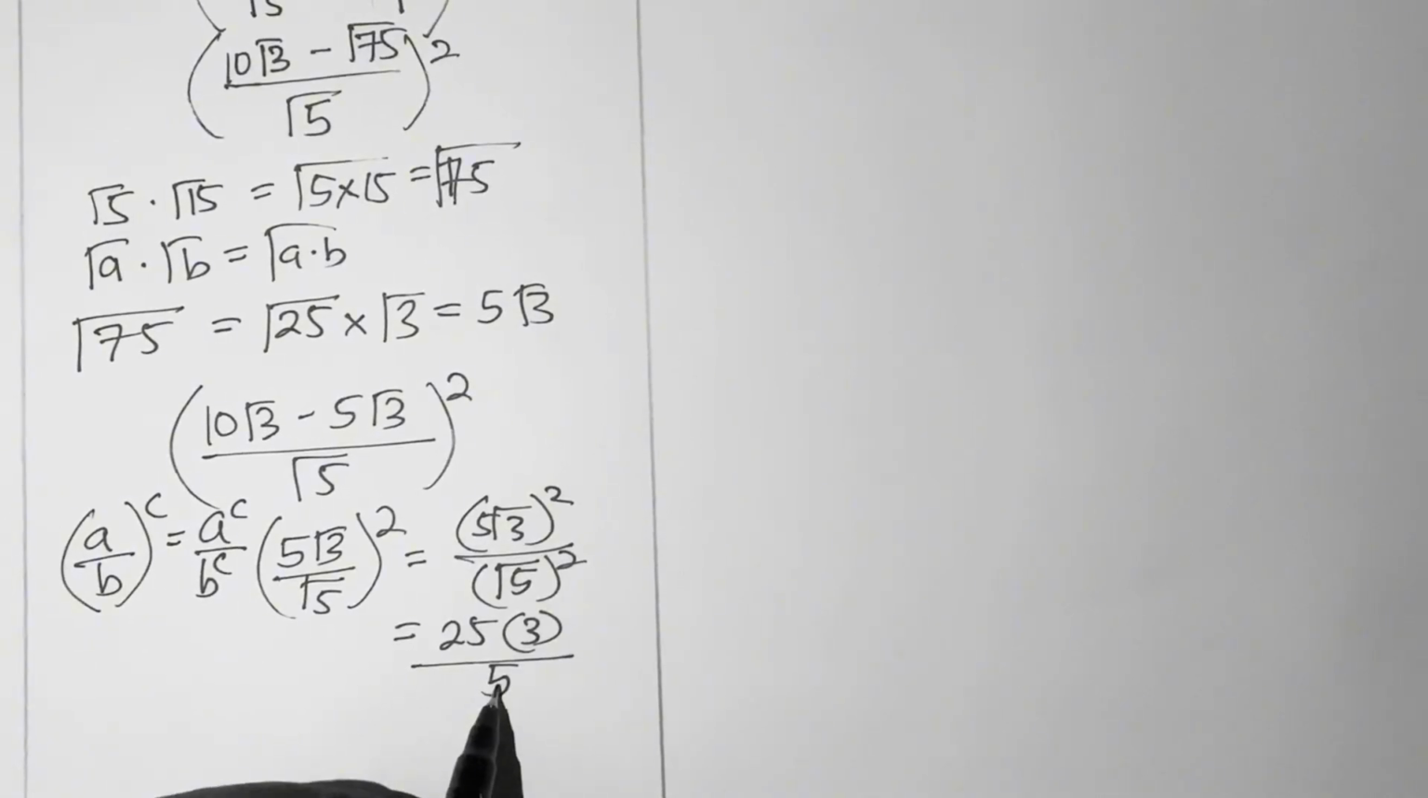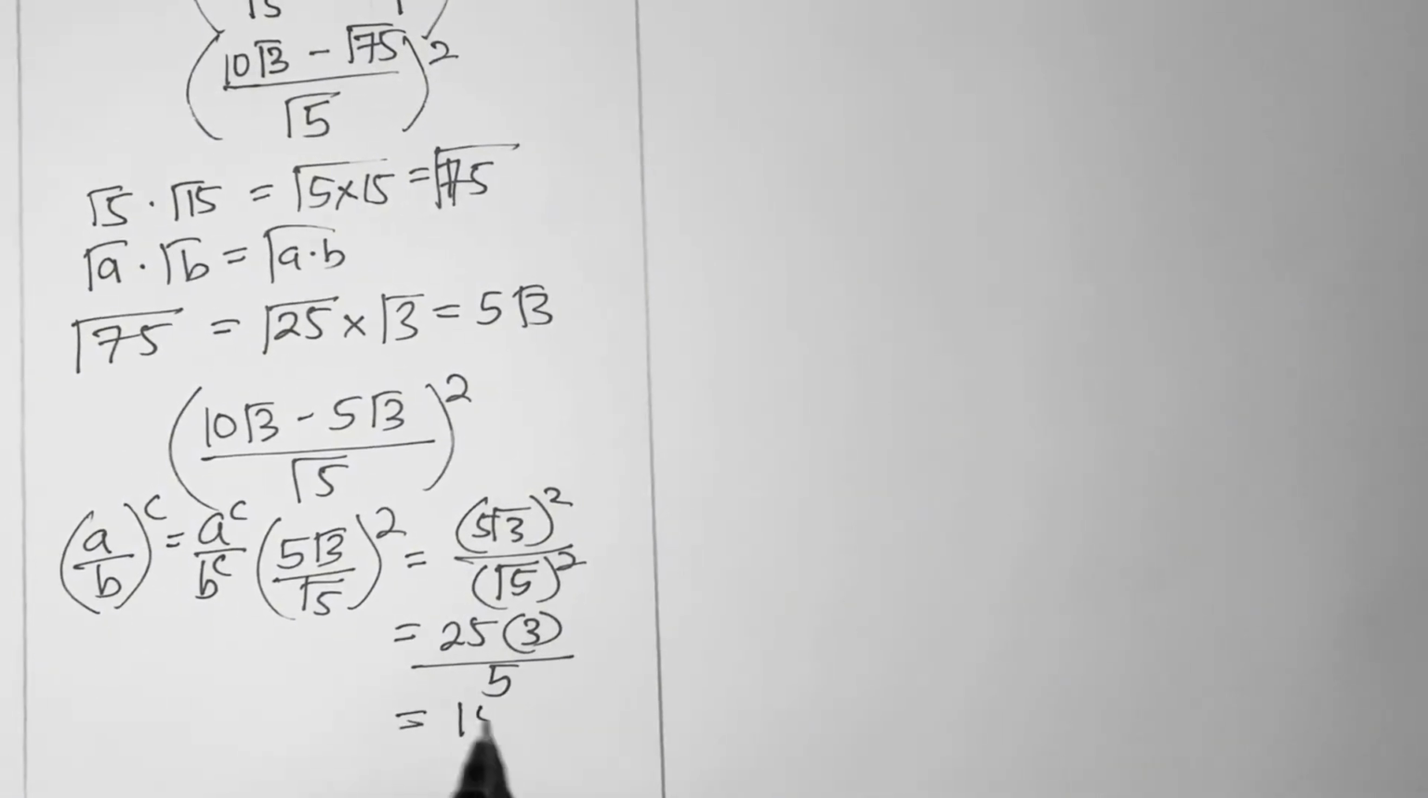25 divided by 5 is 5. 5 times 3 is 15. So this is equal to 15.